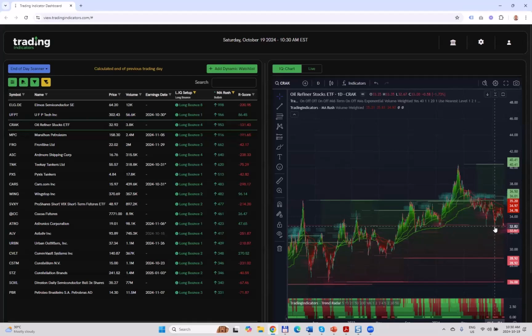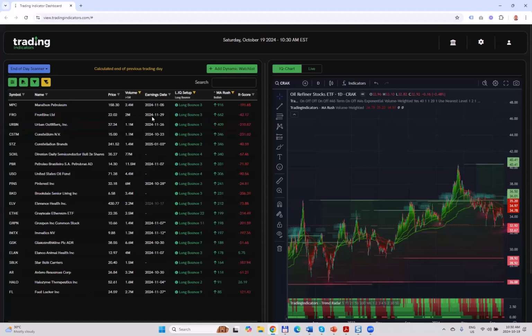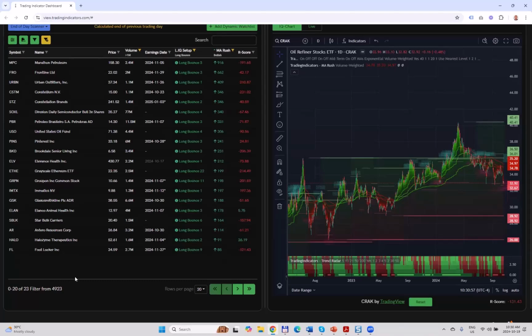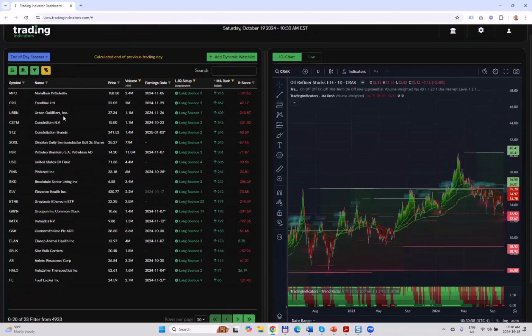Actually, what I'm looking for is stocks which are a bit more established. So what we're going to do now is apply a volume filter to our scan results. Let's only scan for stocks with volume over 1 million shares traded on average. We can see now we're down to only 23 stocks. So let's go to the next one here.